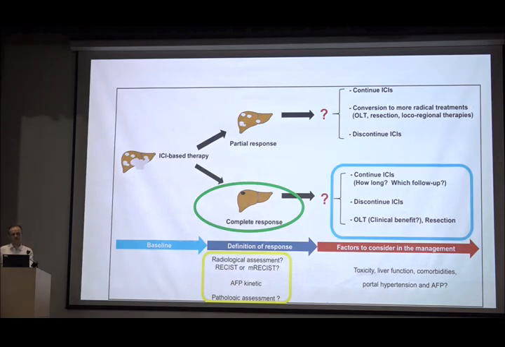And certain questions then come up: whether we should continue ICIs or not, how long we should continue, what the follow-up should be, whether there is any possibility of discontinuing the ICIs in the long run, and whether this patient should undergo subsequent liver transplantation or resection to achieve optimum outcome or not. And also, because the underlying liver is most likely cirrhotic in at least 90% of the cases, we should be seeing whether there is any toxicity of the ICIs, what the underlying liver function is, and the assessment of portal hypertension.